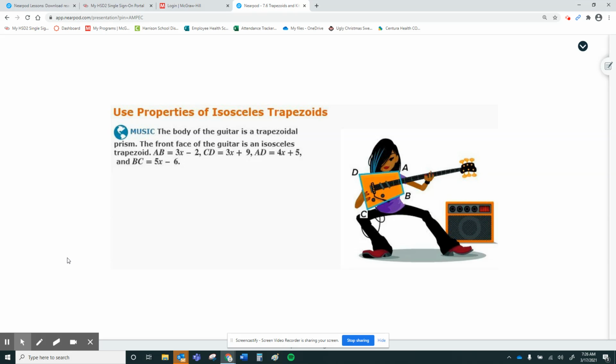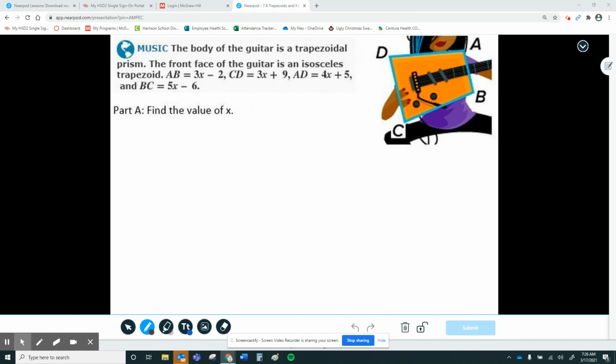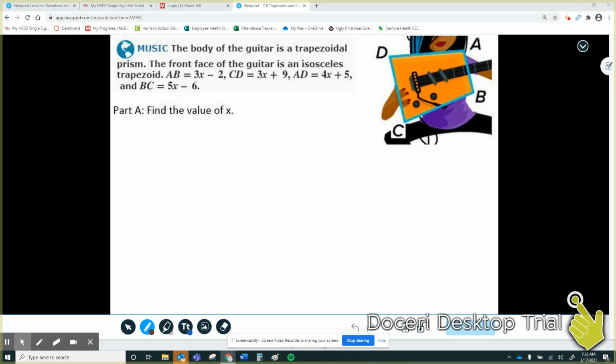AB is 3x minus 2, CD is 3x plus 9, AD is 4x plus 5, BC is 5x minus 6. So that is the information that they've given us. It is not a bad idea to label what we know, but I'm going to go to this slide because this is where our problem starts. So I'm going to go ahead and clear out this rocker lady just so that I can write in those values.